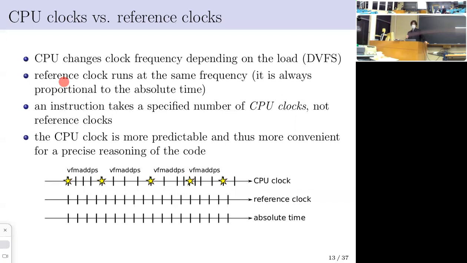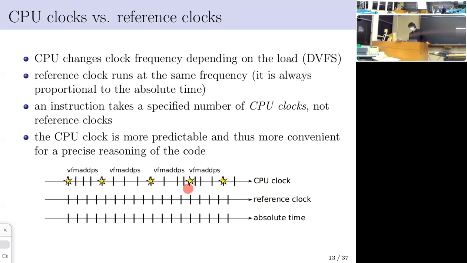The clock we have just measured in the program we were talking about is actually something else. It is called something like a reference clock, and this reference clock runs at a constant frequency, no matter how much computation the CPU is carrying out.